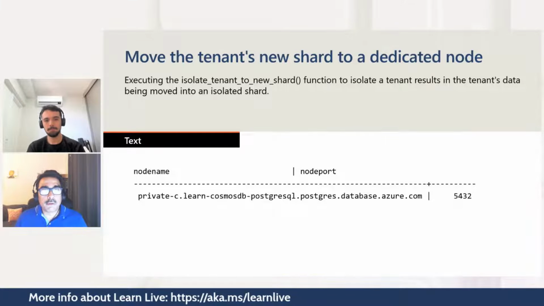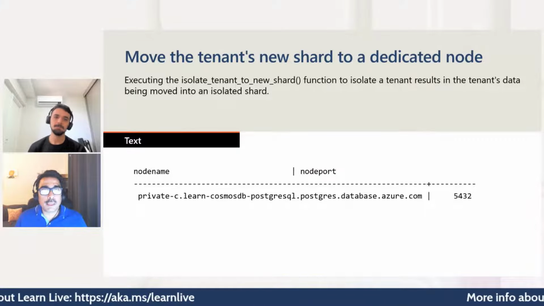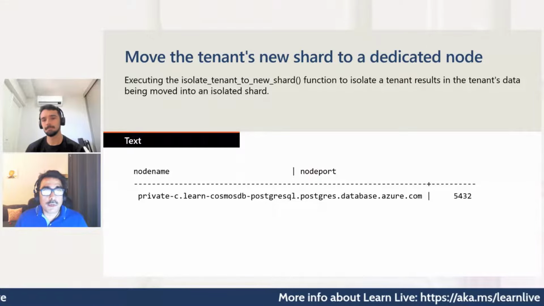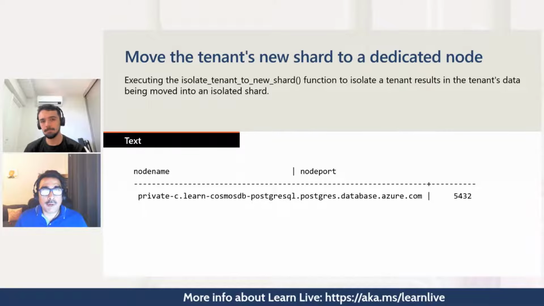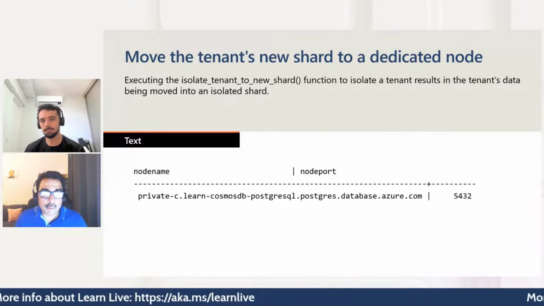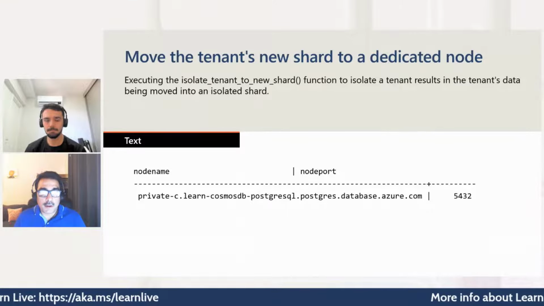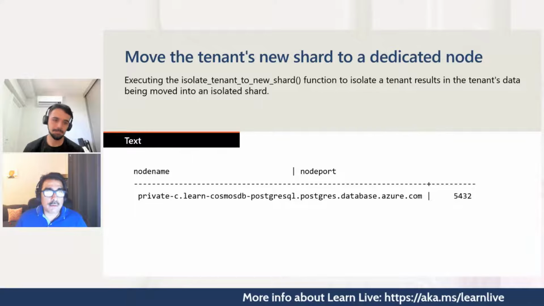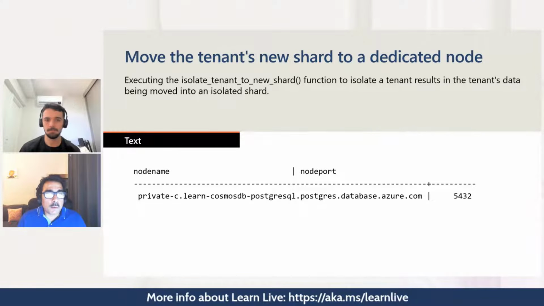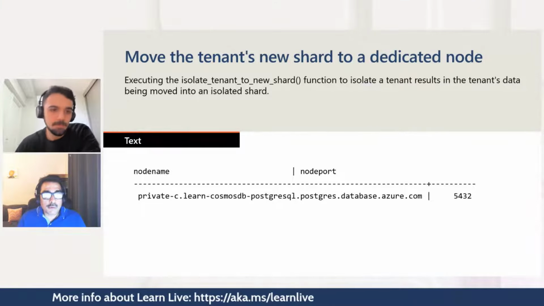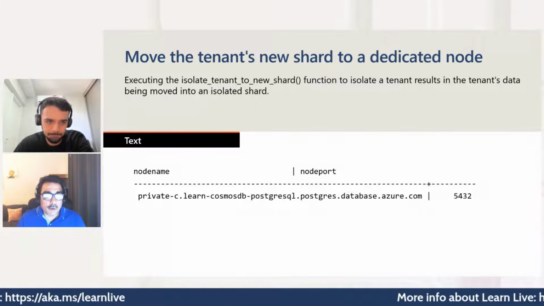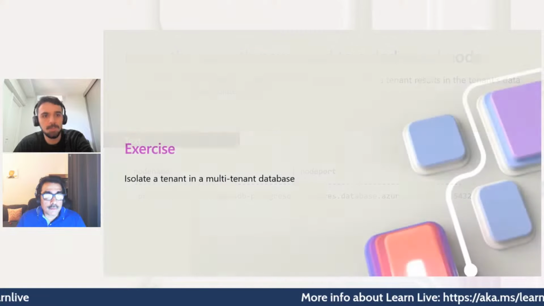So you can move the tenants to the new shard, to a dedicated node or the node of your choice, using isolate tenant to new shard. While using this function, you can specify one of the parameters saying, okay, not just one table but all the associated tables as well, and then you get the node name where it's getting distributed to, and the port of that node as well.